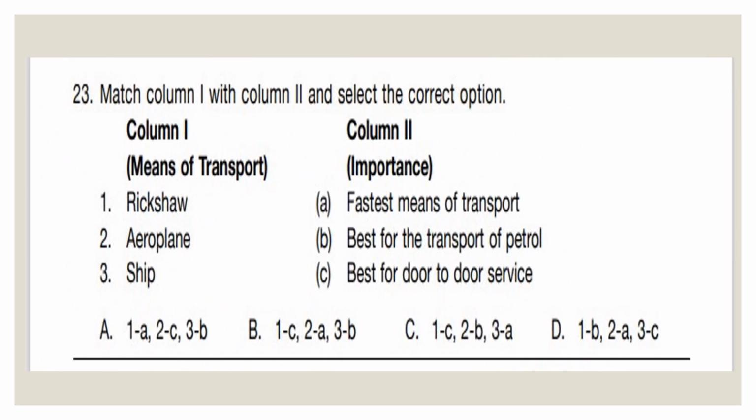Question number 23. Match column 1 and column 2 and select the correct option. Column 1, means of transport, and column 2, importance. Let's match. Rickshaw, best for door-to-door service. Aeroplane, fastest means of transport. Ship, best for the transport of petrol. That means 1 to C, 2 to A. So the answer is option B, because here 1 to C, 2 to A and 3 to B.